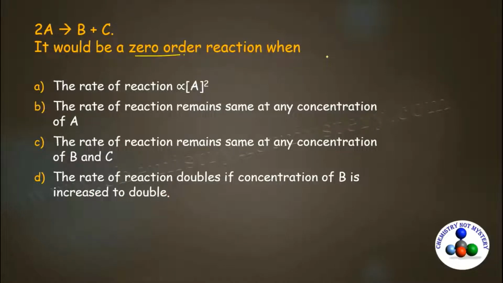For a zero order reaction, when you write the rate law, you will get rate is equal to rate constant into concentration of reactant raised to the power 0. That means rate of reaction doesn't depend on the reactant concentration. So the answer will be B. The rate of reaction remains same at any concentration of A.